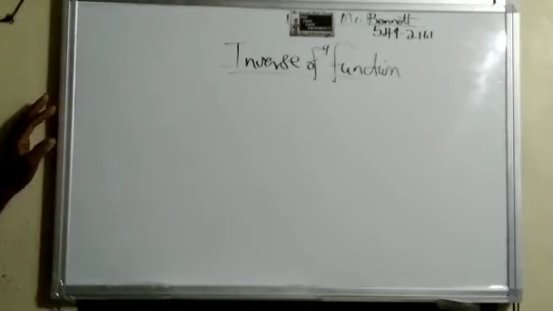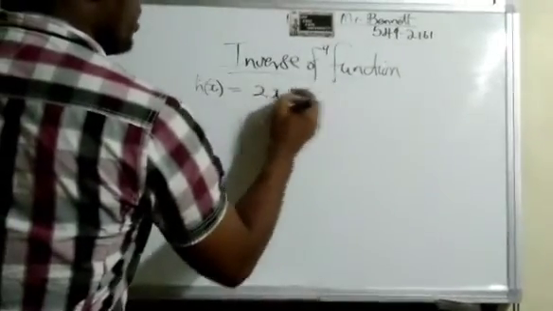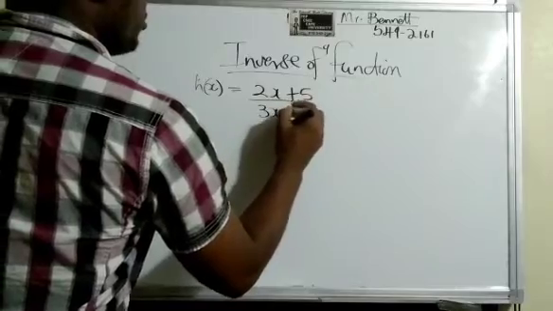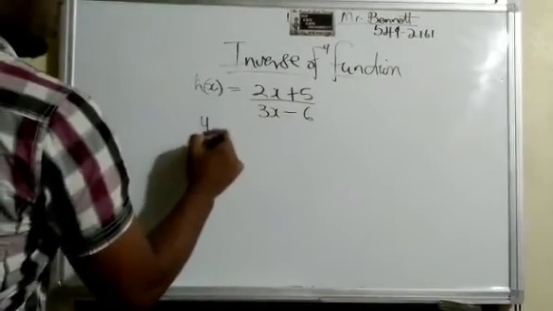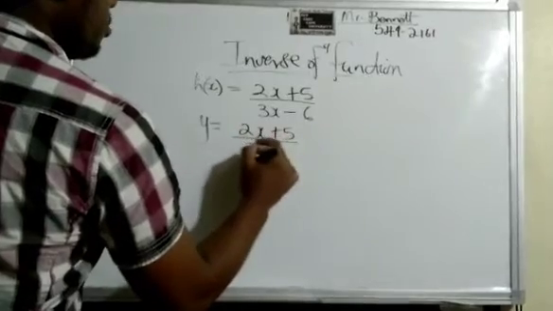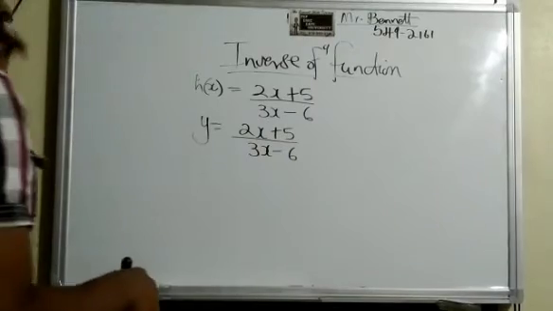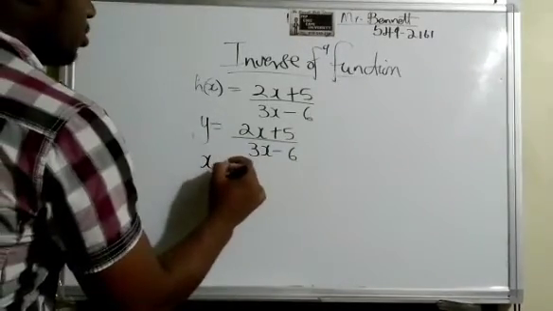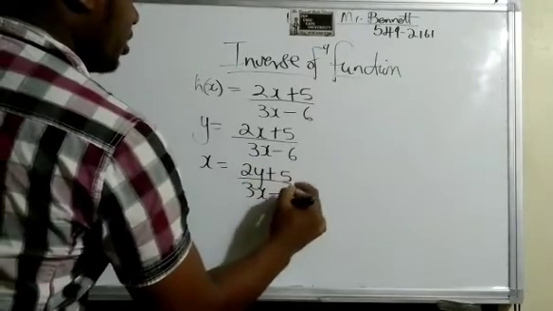Let us look at a more complicated one. Let's say we are given this one. h of x is equal to 2x plus 5 over 3x minus 6. Oh Lord, how are we going to do that now? Same approach, we change it to y. y is equal to 2x plus 5 upon 3x minus 6. And then we interchange x for y and y for x. So it will be x is equal to 2y plus 5 over 3y minus 6.